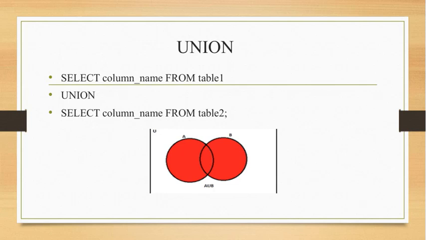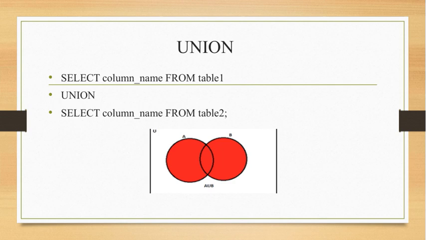Let's take a closer look at this example using union. What we're doing here is selecting data from two different tables, Table 1 and Table 2. The key point is that both select statements must have the same number of columns, and the columns should be compatible in terms of data types. When we combine these with union, it essentially merges the results into a single, unified set.